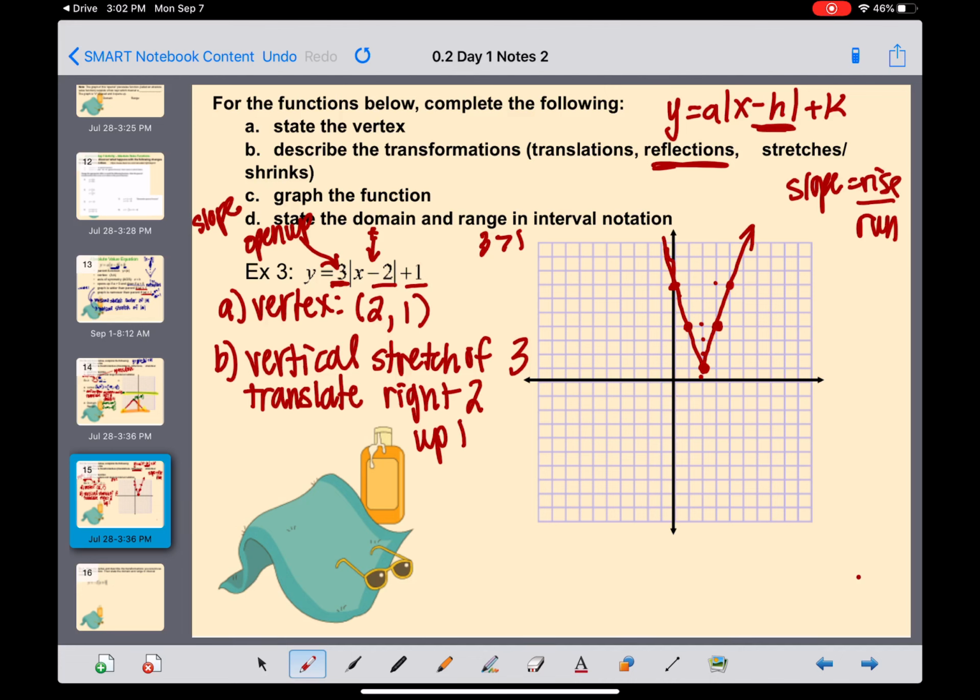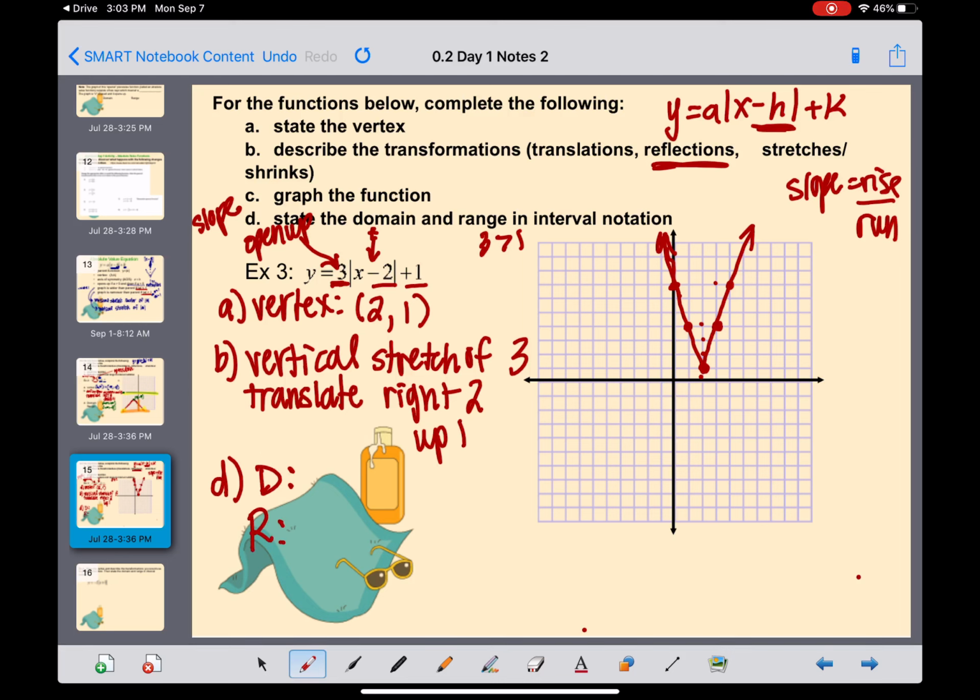So you're going to notice that that is narrower. So that's why it's a stretch of 3. That's something you can check after you've graphed it. Make sure you've got that stretch. And then the last thing is we are going to do our domain and our range.